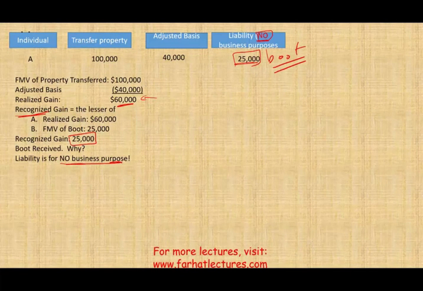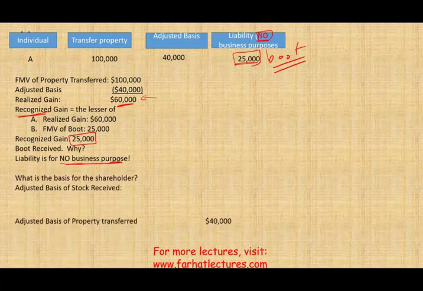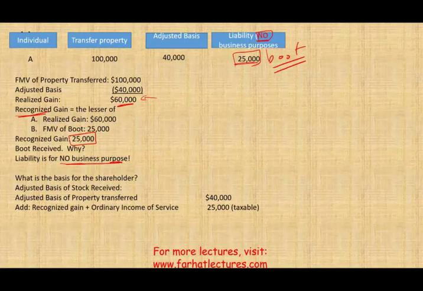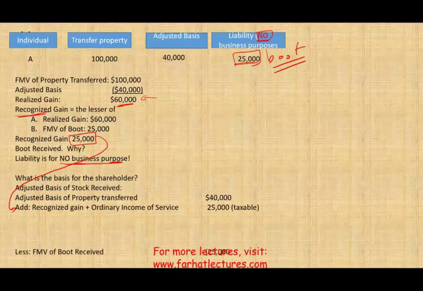Now, what is the basis for the shareholder? Well, we'll start with the basis of the property contributed, which is $40,000. Then we add to it any recognized gain. We do have a recognized gain. We're going to pay taxes on this $25,000. Therefore, if we're paying taxes, it's going to increase our basis, right? Because we already paid taxes on this, it's going to increase our basis.